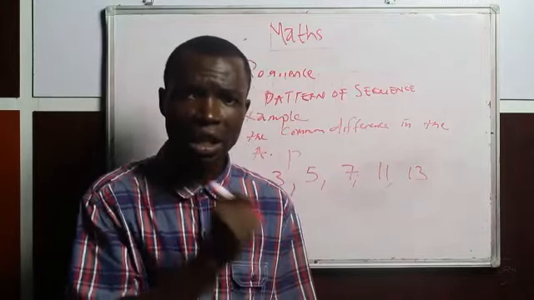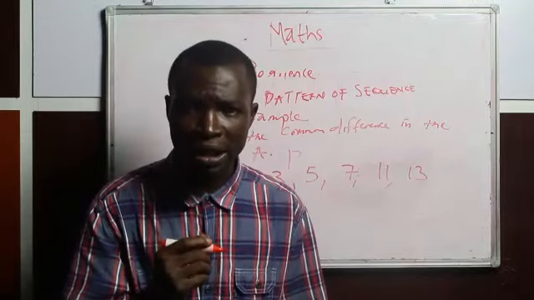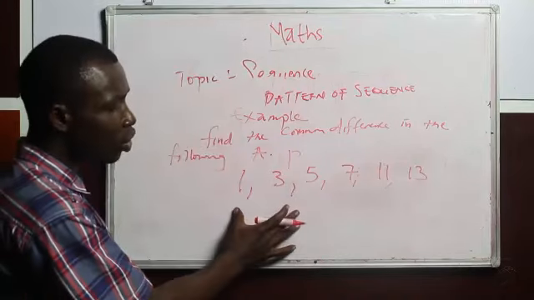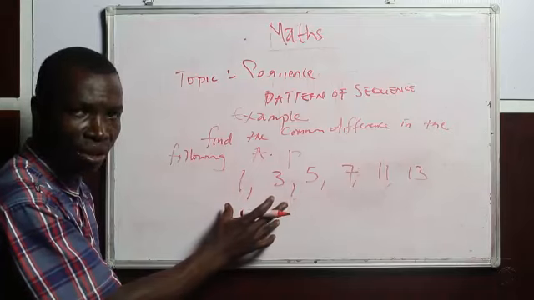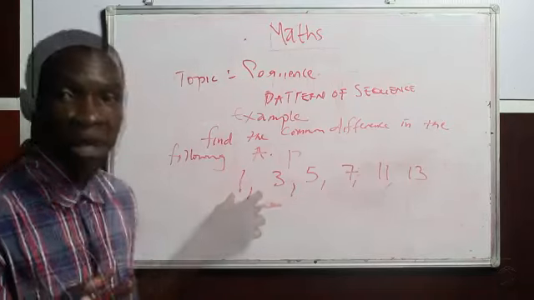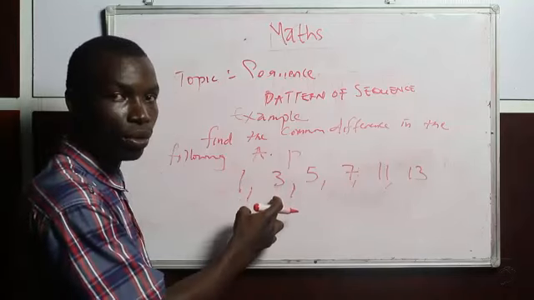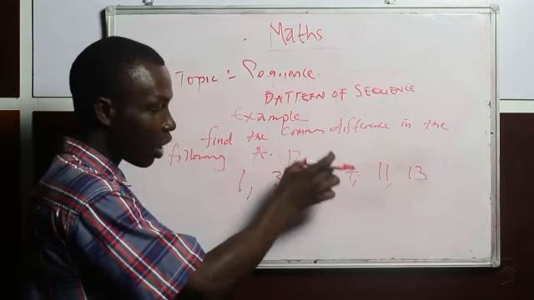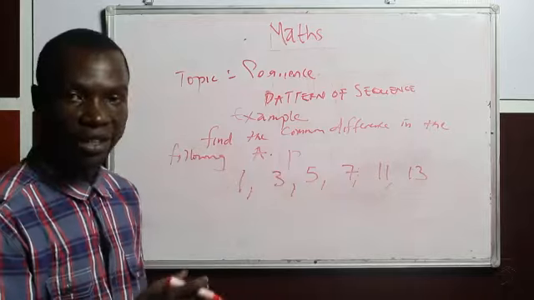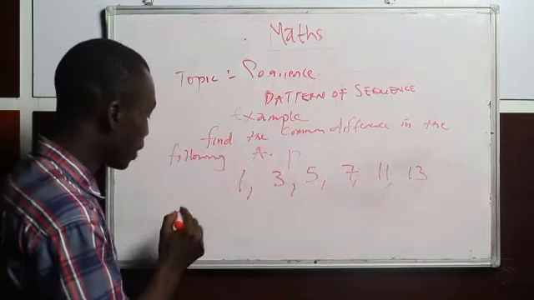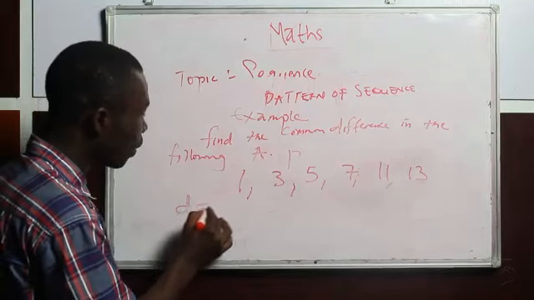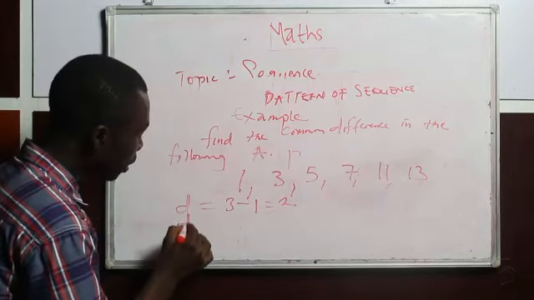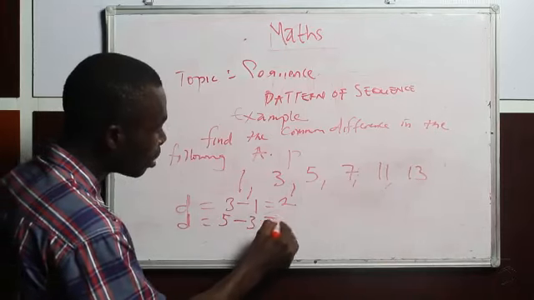Tn equals a plus (n minus 1) d, which is the formula for an arithmetic sequence, is what we apply here. When you look at this, it satisfies the equation of having a constant term called the common difference. We have the first term, 1, then the next term 3, and another next term, 5. Therefore, d, which symbolizes the common difference, equals 3 minus 1, which gives us 2. Another common difference is 5 minus 3, which is also 2.